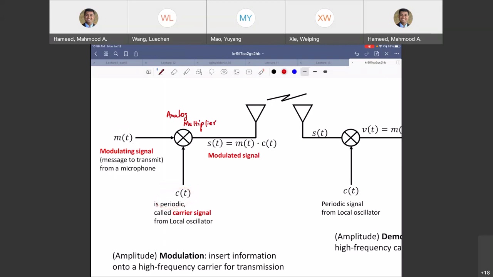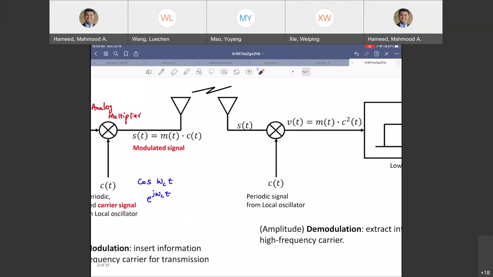Now, this could be a cosine signal, say cosine omega_c t, or it could be e^(j omega_c t). It could be complex, whatever the case. It is a periodic signal that is coming from a local oscillator. So at the transmitter side, you can use a function generator that generates only one frequency, and you can use that as your carrier. You're multiplying them, and when you multiply them, you're essentially doing an amplitude modulation. We'll elaborate on this on the next slide. You multiply, and then you use the transmit antenna to transmit your modulated signal.